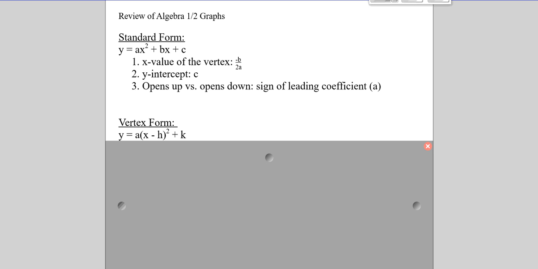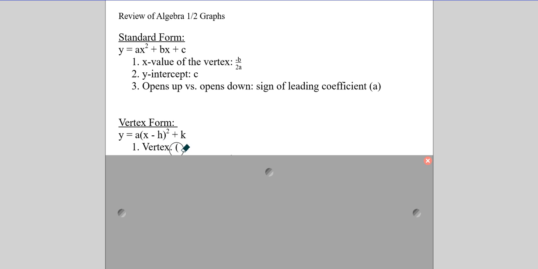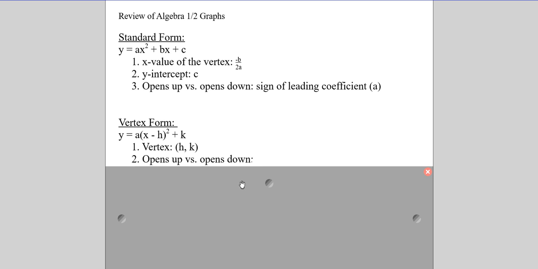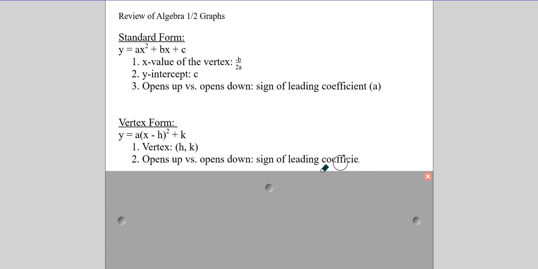From vertex form, you can find the vertex, right? So the vertex, in this case, we would write it x minus h squared plus k. And we're going to write it as minus h every time, because then our vertex, we know, is h, k. And we're going to see this not just in quadratics, but in all sorts of other graphs as well. Another thing, we could still figure out if it opens up or down, and looking at the sign of the leading coefficient, which is a.